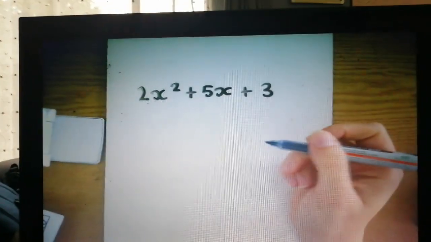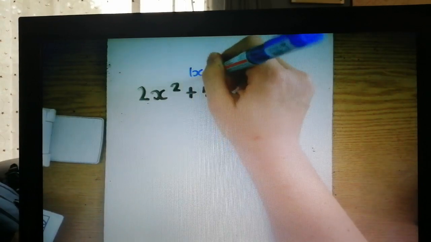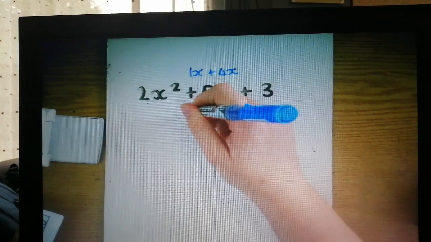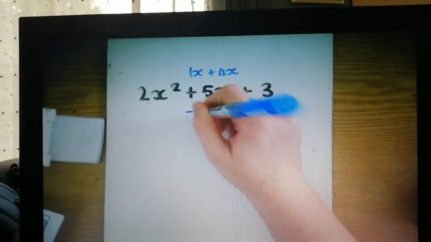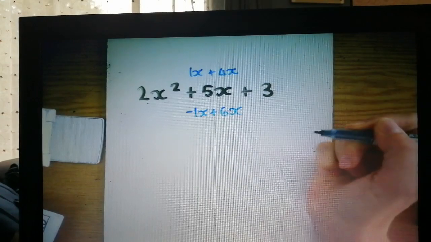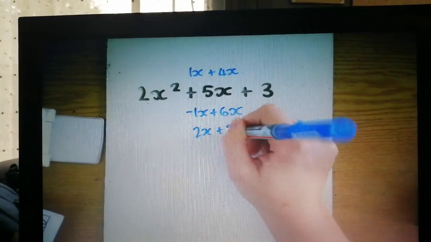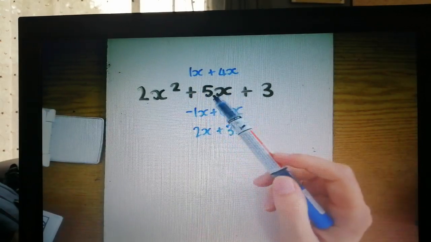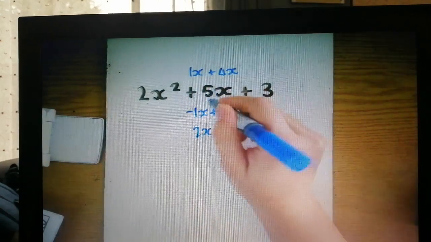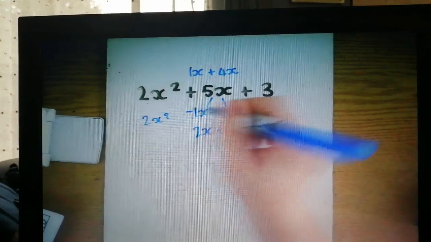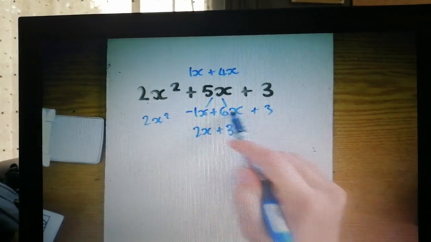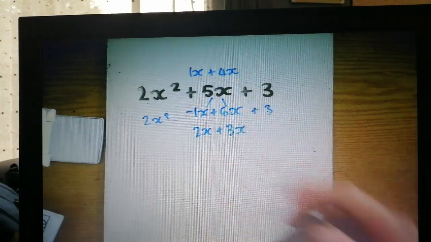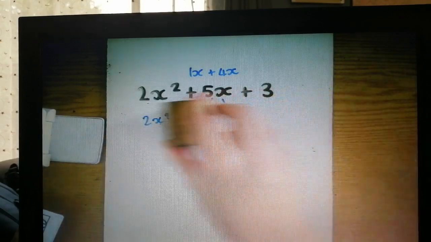So do you agree that 5x can be made up of 1x plus 4x? Or perhaps it can be made up of negative 1x plus 6x. Or it could be made up of 2x plus 3x. It can be made up of a whole bunch of things. So I'm going to rewrite 5x into 2 terms. Because if I rewrite it into 2 terms, I will have 1, 2, 3, 4 terms altogether, and I can do grouping. But the trick is to decide which 2 terms I write 5x as.